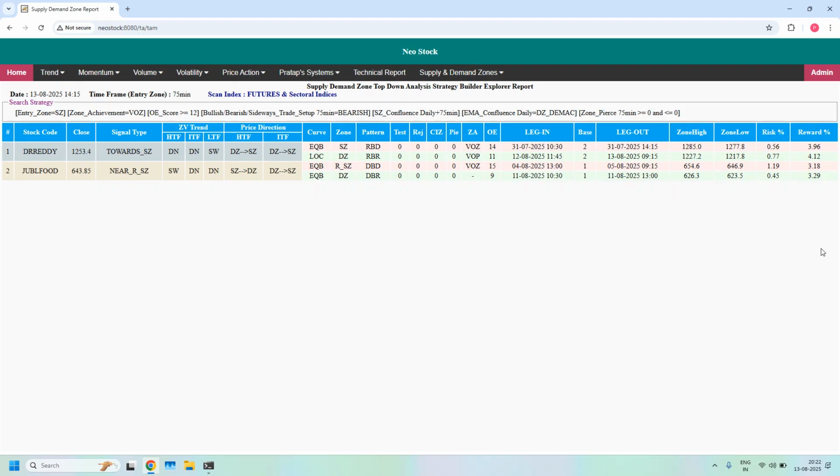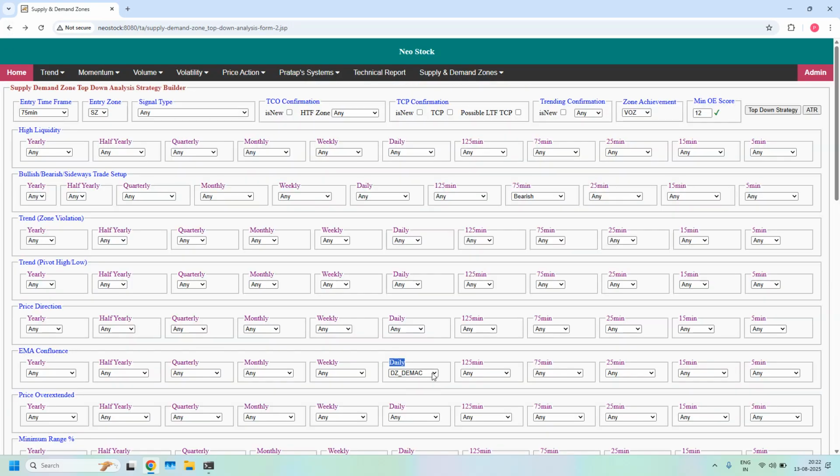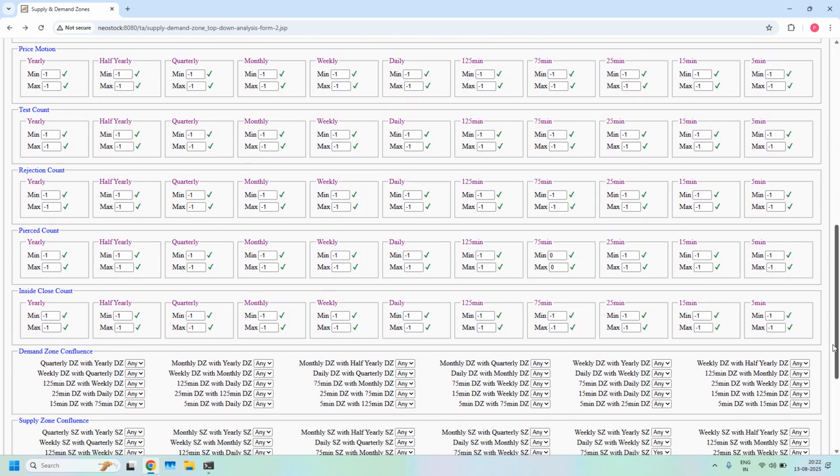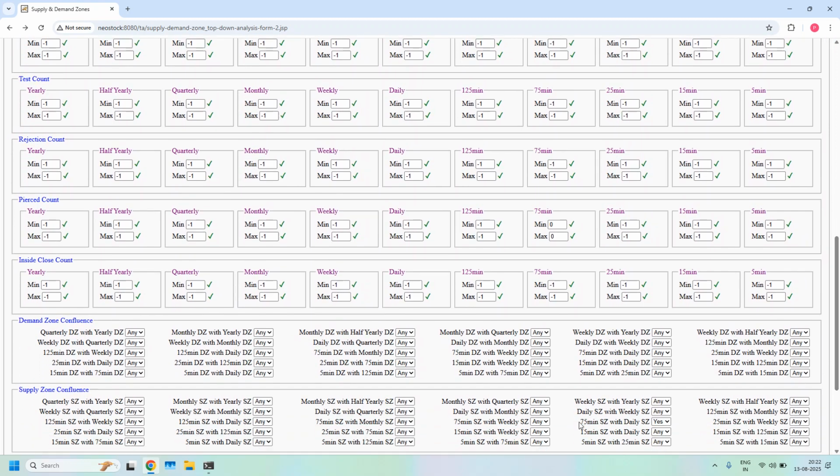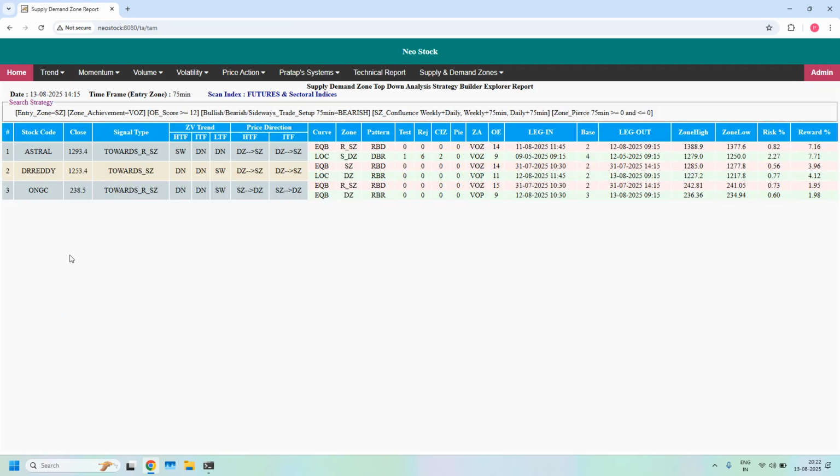Okay, next LTF, ITF, HTF supply zone confluence. Removing EMA filter. Supply zone confluence, 3 filters I have to set. First one is already enabled. Next 75 and weekly, daily and weekly supply zone confluence with all the 3 filters. We got 3 stocks. In these 3 stocks, these 75-minute supply zones overlapped with daily supply zone, both together overlapped with weekly supply zone. And weekly trend is a downtrend in two stocks.